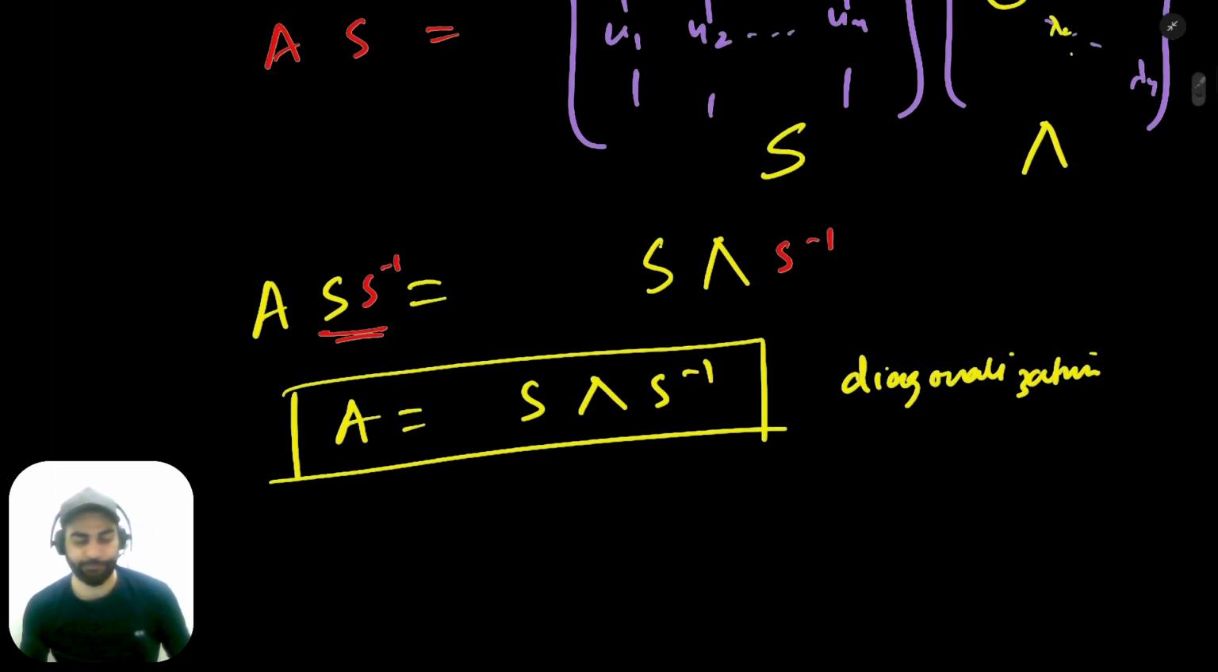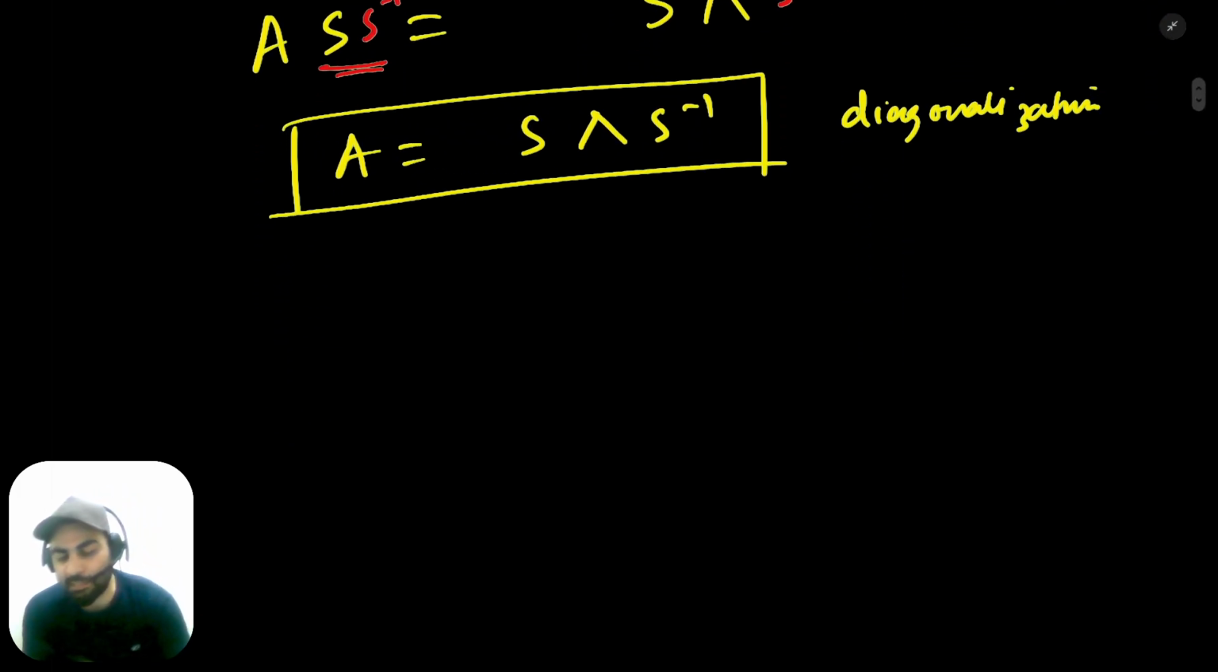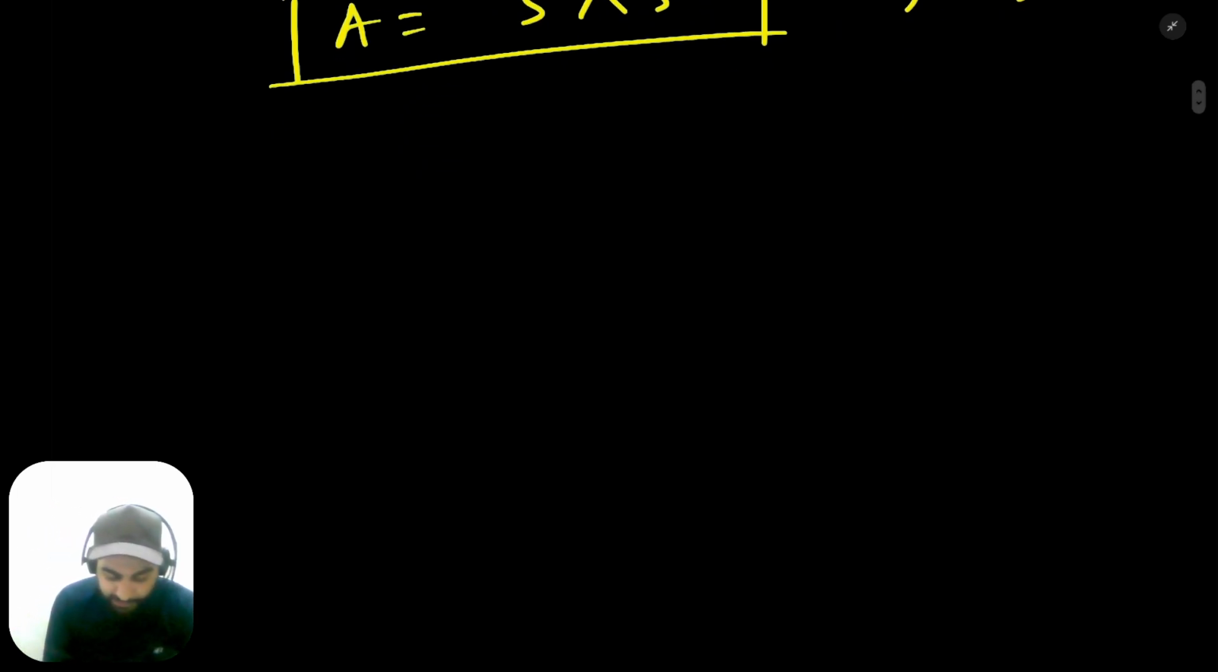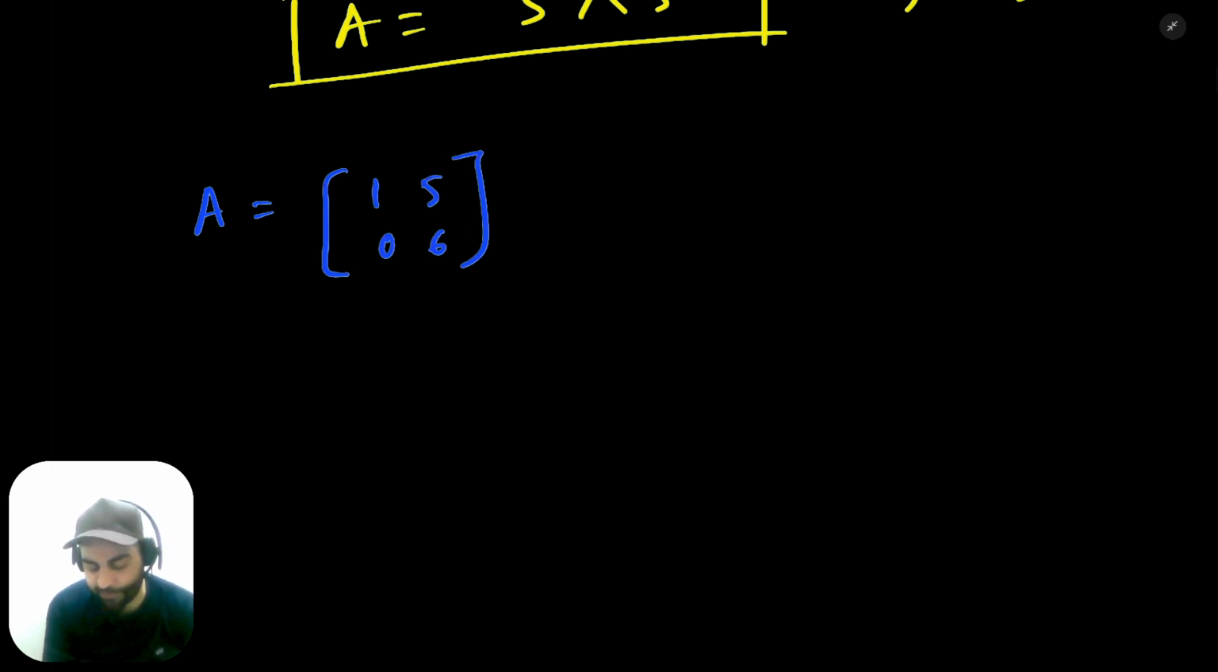Is the proof clear? Maybe we'll go ahead with an example. If the proof is clear, let's suppose we have a matrix A, let's take the matrix 1506, and we want to show its diagonalization process.